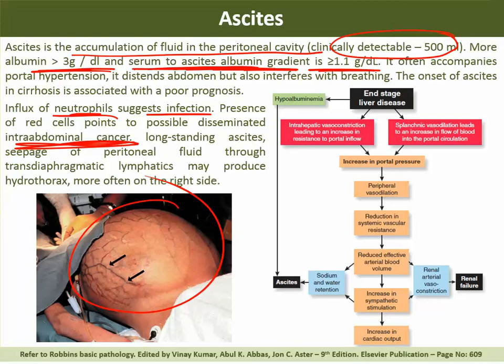And if there is long-standing ascites, the ascitic fluid can enter the pleura. That will produce hydrothorax, especially on the right side. Okay, so this is all about ascites. This fluid is coming because of portal hypertension.